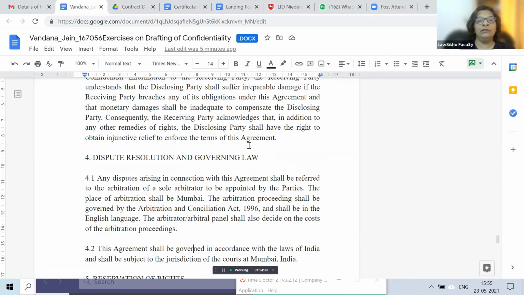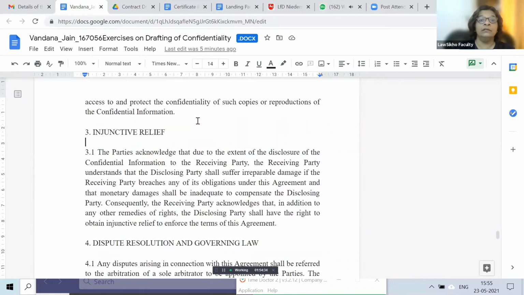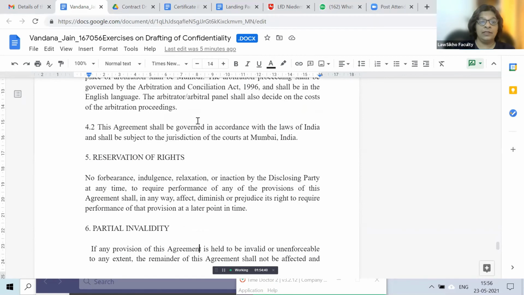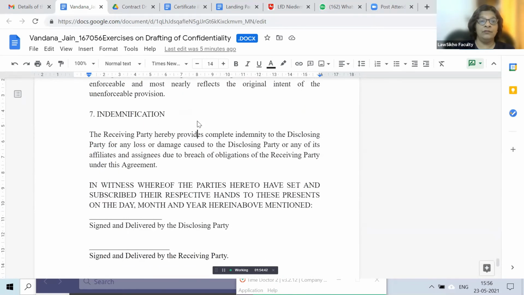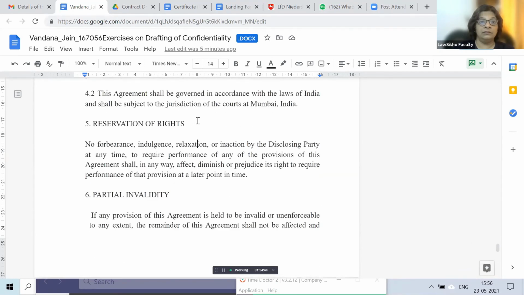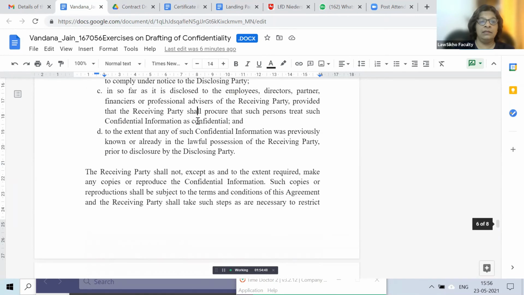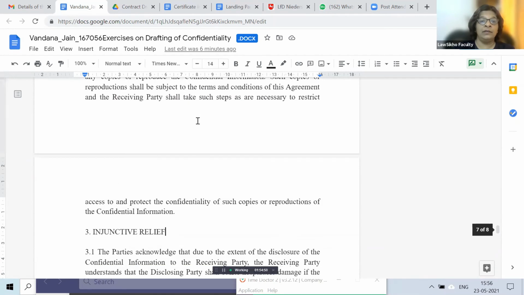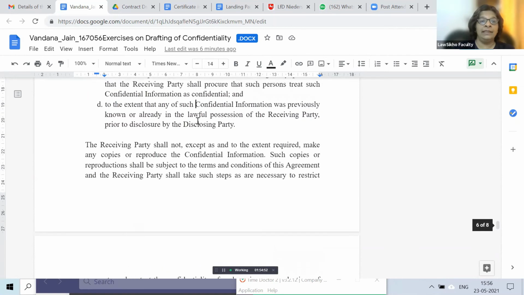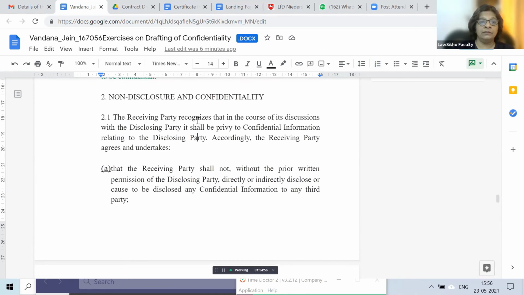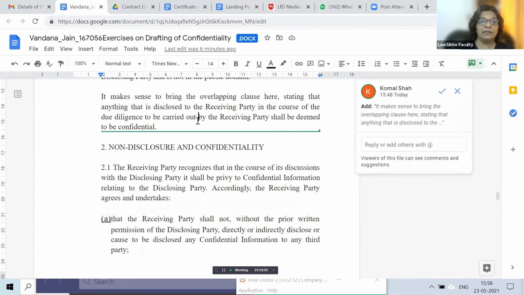You should put, there is no term of this agreement, okay? There's no term or there's no duration of the agreement. So it's kind of forever. Okay. Or you can put that the term will be until it becomes public. As we did in the first case.